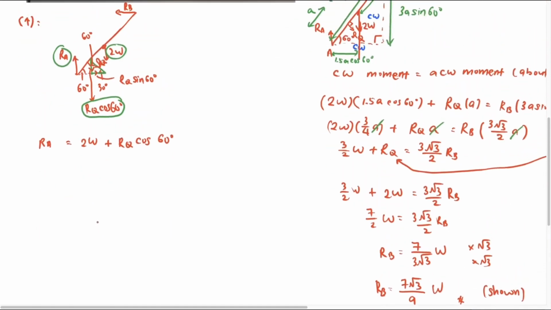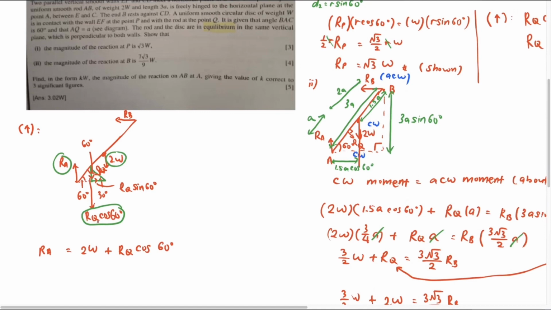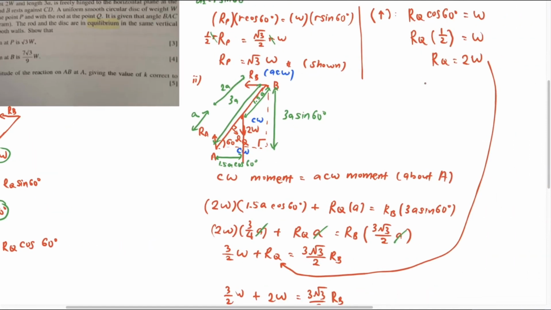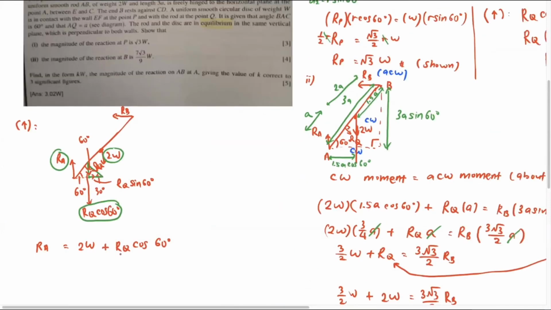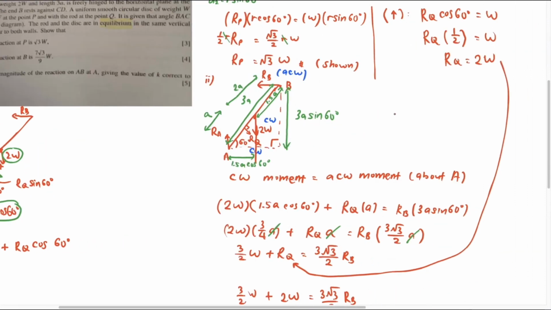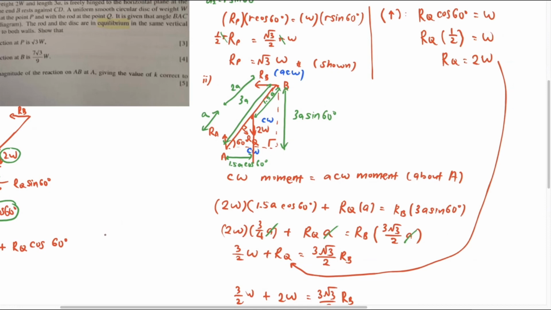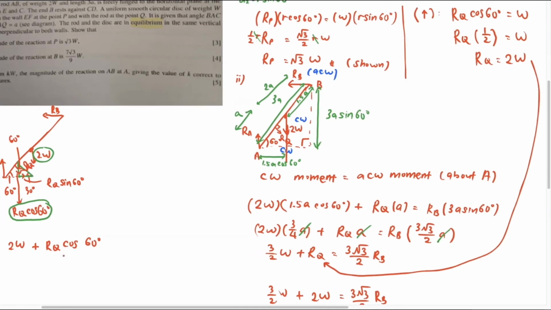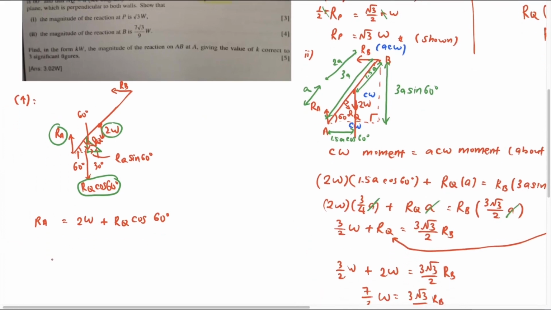I have RQ. Let me see first. RQ is 2W. If I substitute my RQ here, 2W cos 60, then I get 3W. Seems like not so accurate. I'm going to get 3W if I substitute this value inside RQ, which is 2W. 2W times half is 1W. 1W plus 2W is 3W. So 3W is not the answer. As they said, 3 significant figures and they give 5 marks. I cannot resolve in this one step. Okay, let me see first. What's the problem here?